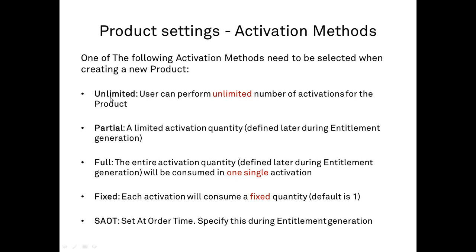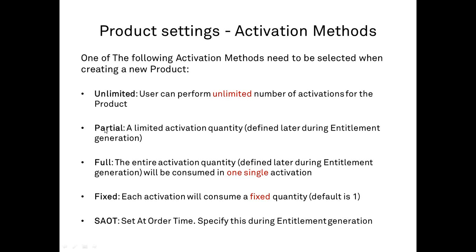You can define the activation method during the product settings as unlimited. This means that with the entitlement later on, there might be an unlimited number of activations for this product. So there is no limitation. Anyone will be able to use this entitlement and the product inside it to make as many activations as the software vendor wants, and use this entitlement again and again for any number of licenses to create.